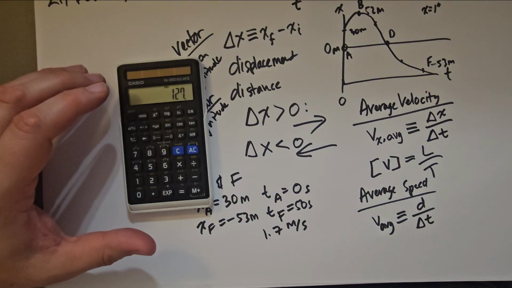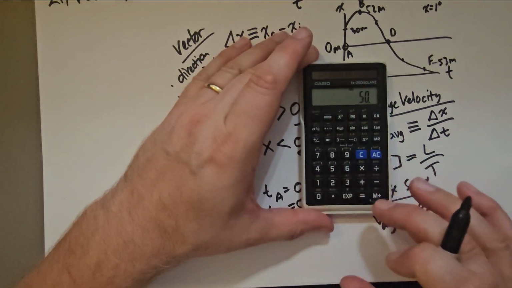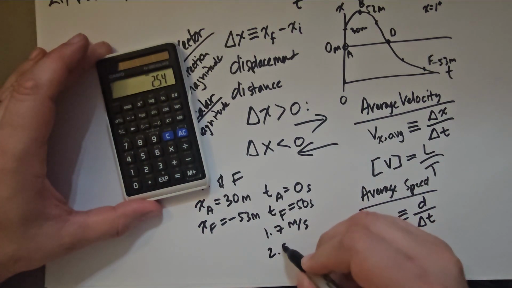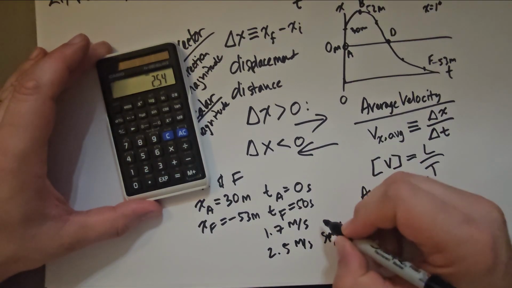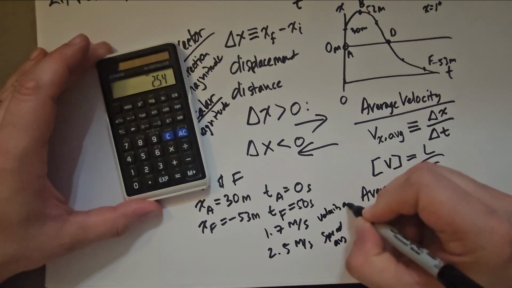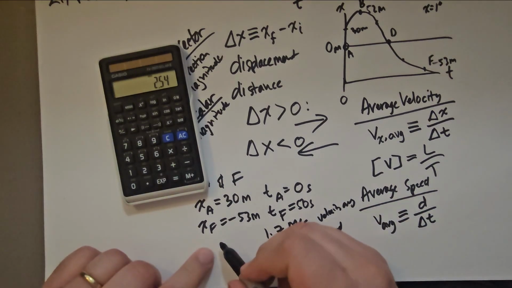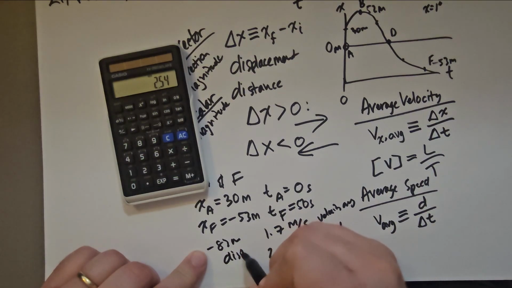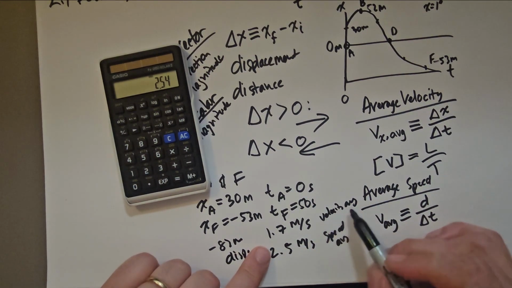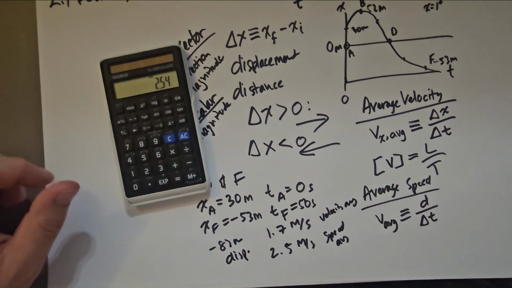And then we're going to divide that by the time, which is 50 seconds. So divide by 50, and we get 2.5 meters per second, the average speed. The other was the average velocity. And that's all the answers they wanted. So the displacement was minus 83 meters, 1.7 meters per second velocity, and 2.5 meters per second speed. Both of these were averages. And that's all there is to it.